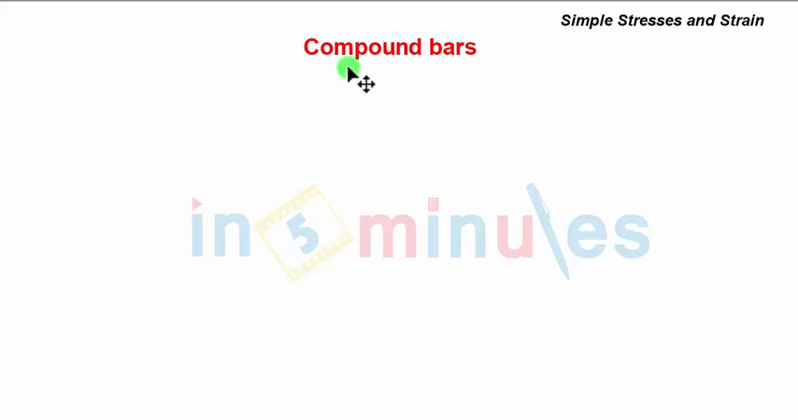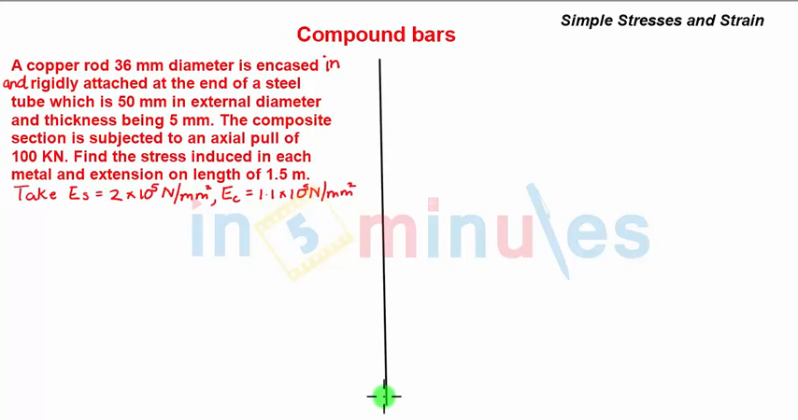We take a problem on compound bars. Our problem statement is: a copper rod 36 mm diameter is encased in and rigidly attached at the end of a steel tube which is 50 mm in external diameter and thickness being 5 mm. The composite section is subjected to an axial pull of 100 kN. Find the stresses induced in each metal and extension on length of 1.5 meter.